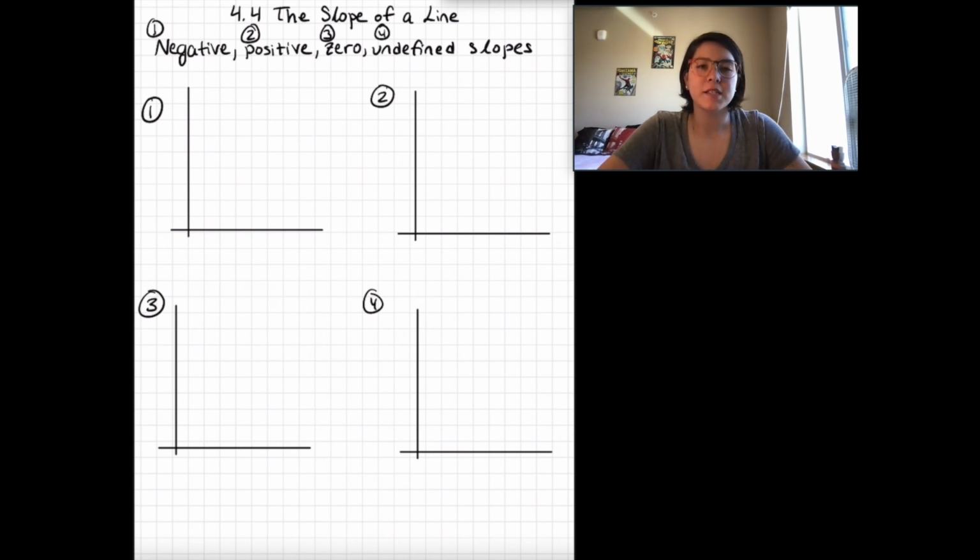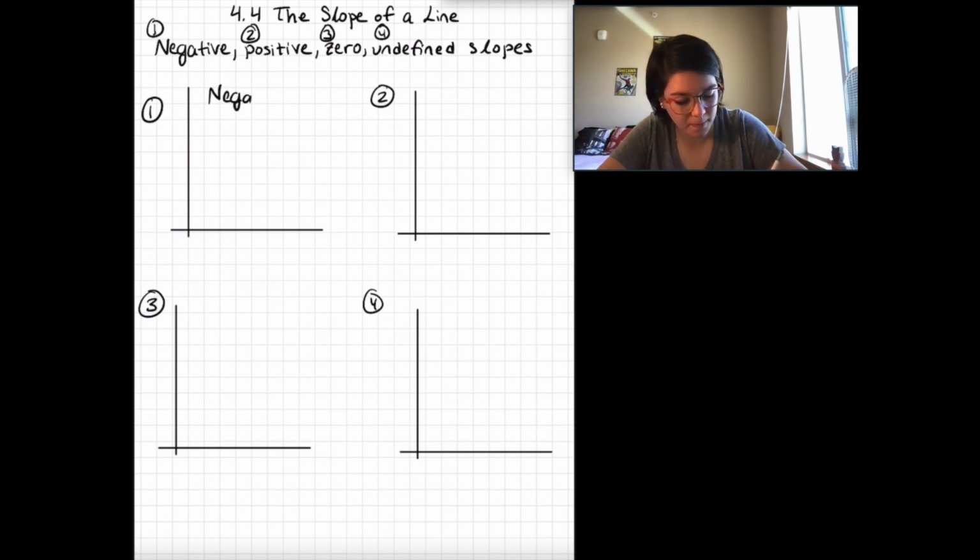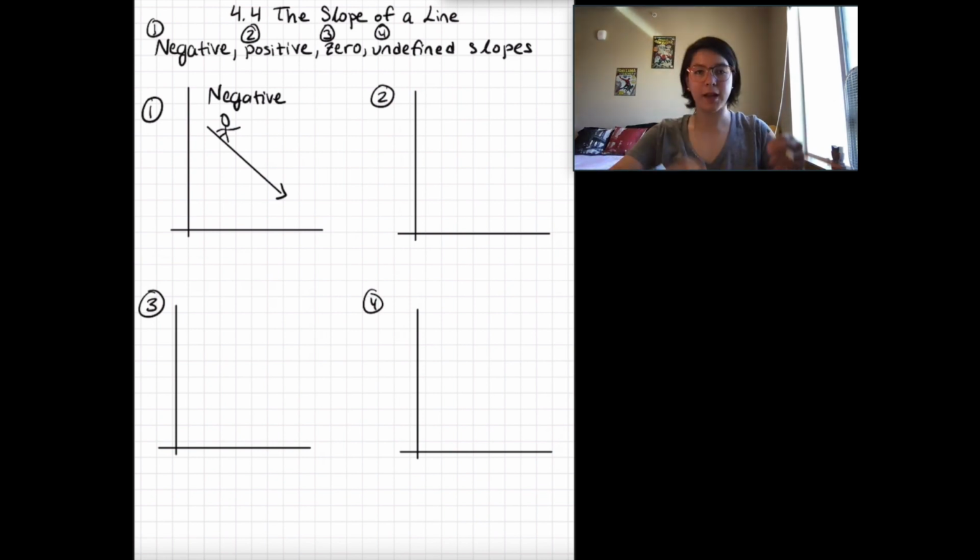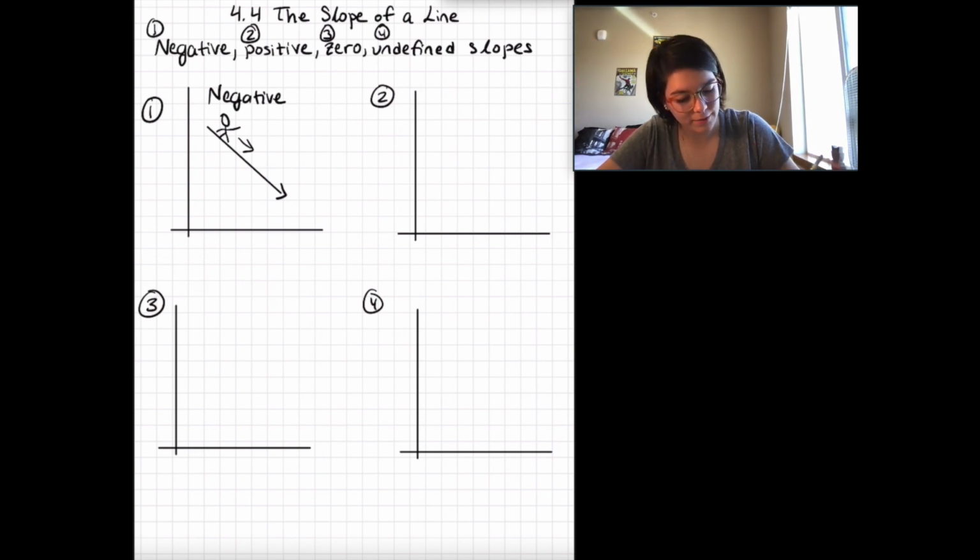I like to think about this in terms of if I'm walking on the line. So I want you to imagine you're outside and you're walking. A negative slope would go down. So if you were out walking, here's you, you're kind of facing downwards. You're walking in a downward direction. A positive line, well, that would be if you were walking upward.